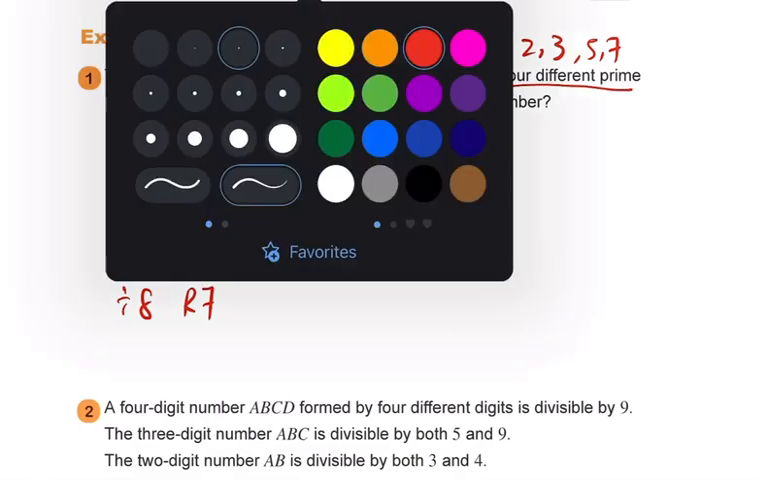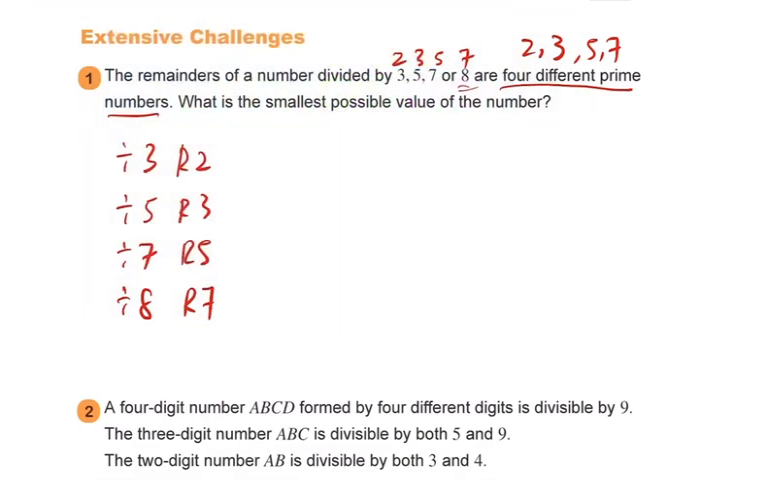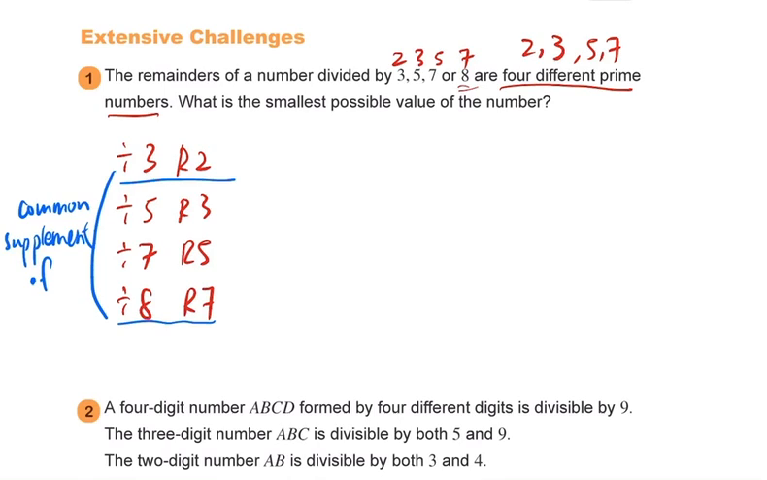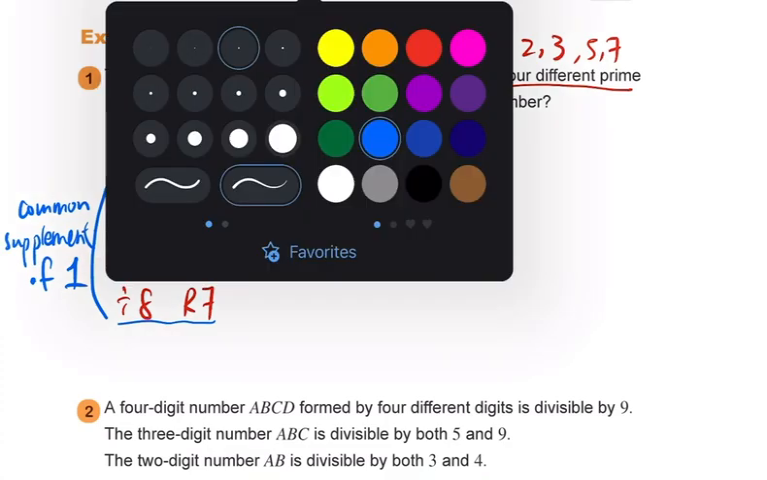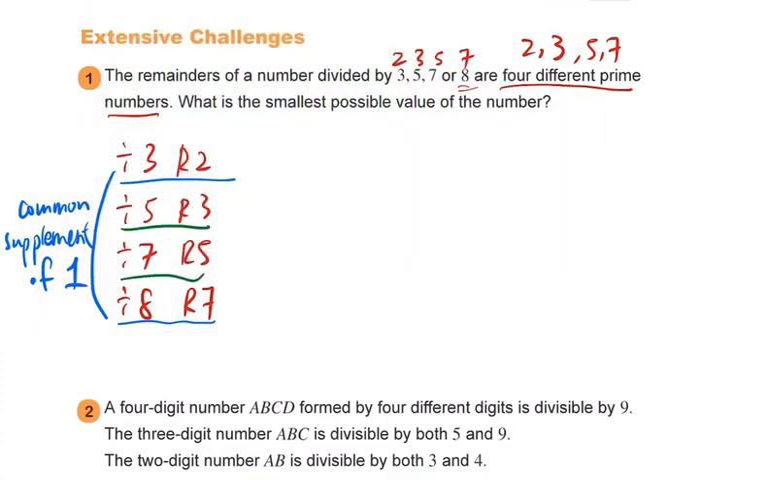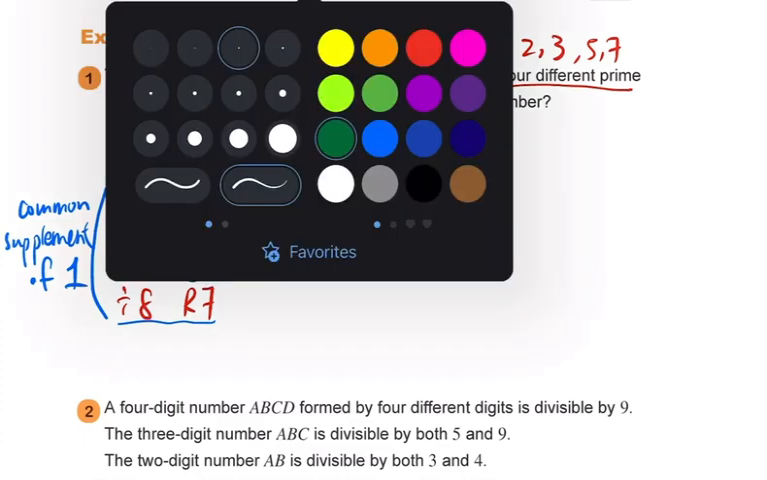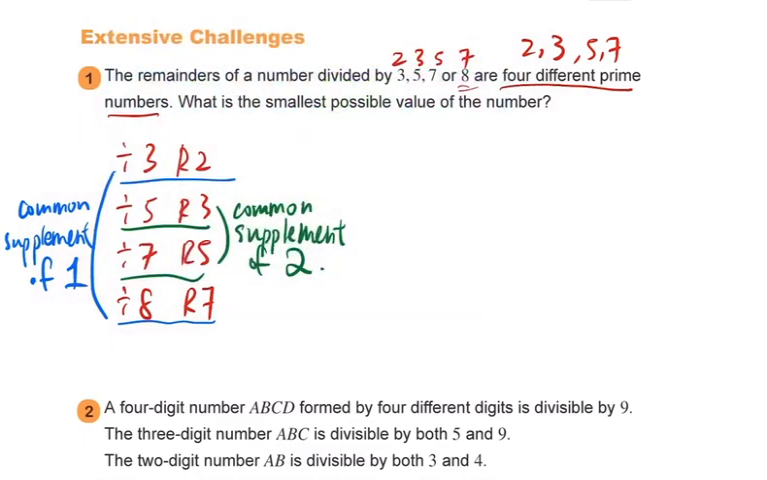Now, if you observe these 4 divisions, you can see that the first one and the last one have a common supplement of 1, because when adding 1 to it, it's going to be divisible by both 3 and 8. And as for the middle two, you can see that they have a common supplement of 2. By adding 2, it's going to be divisible by both 5 and 7.